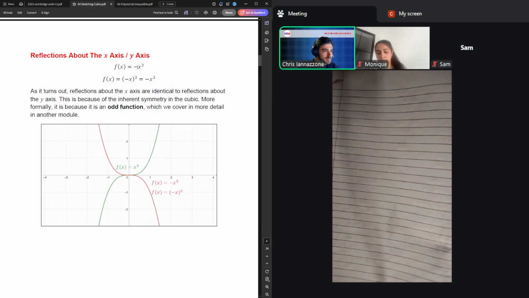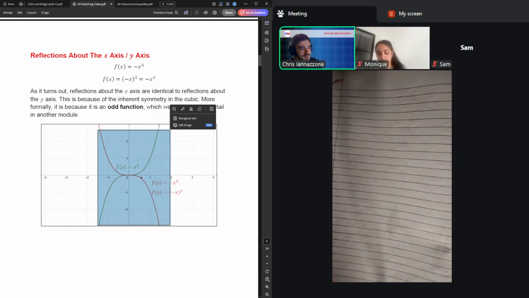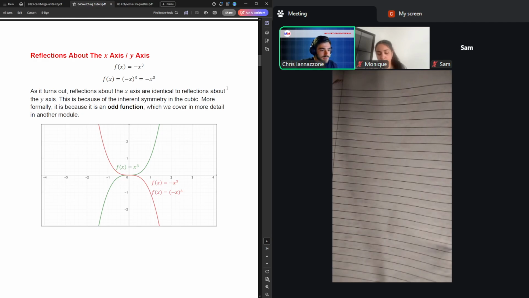Mathematically, we can see that whether we put the negative on the outside or directly on the x, both simplify into the same exact equation. And so what we find is that it doesn't matter where the negative is, the graph is reflected. Jeez, I can't talk today. The graph is reflected in the exact same way.